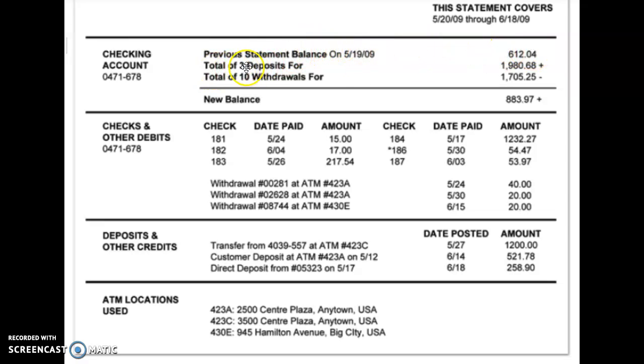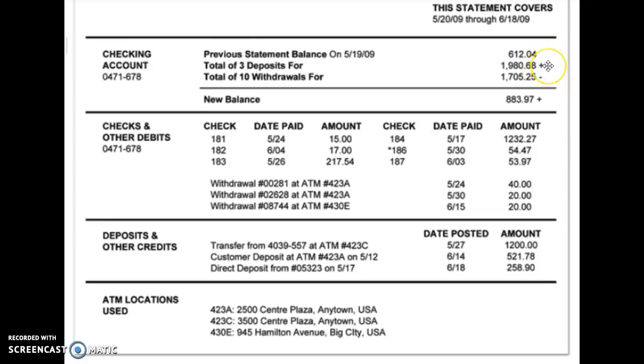And then you have the total deposits, so it'll total the deposits for you, and total withdrawals, and it'll give you your new balance for the statement. So this statement on May 19th had $612.04. A total of 3 deposits were made for $1,980.68, and a total of 10 withdrawals were made for a total of $1,705.25. Therefore, the new balance is $883.97.